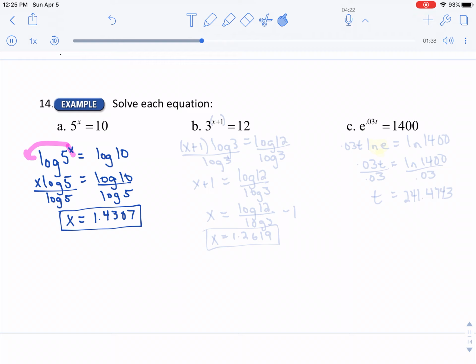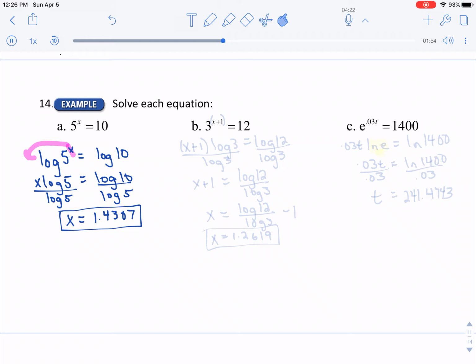Now, again, I will warn you that MyMathLab is going to tell you what place to round it to. I'm just taking it to 4 decimal places, but you've got to pay attention on MyMathLab to do it to the number of places they want it taken to. All right, let's look at the next one.